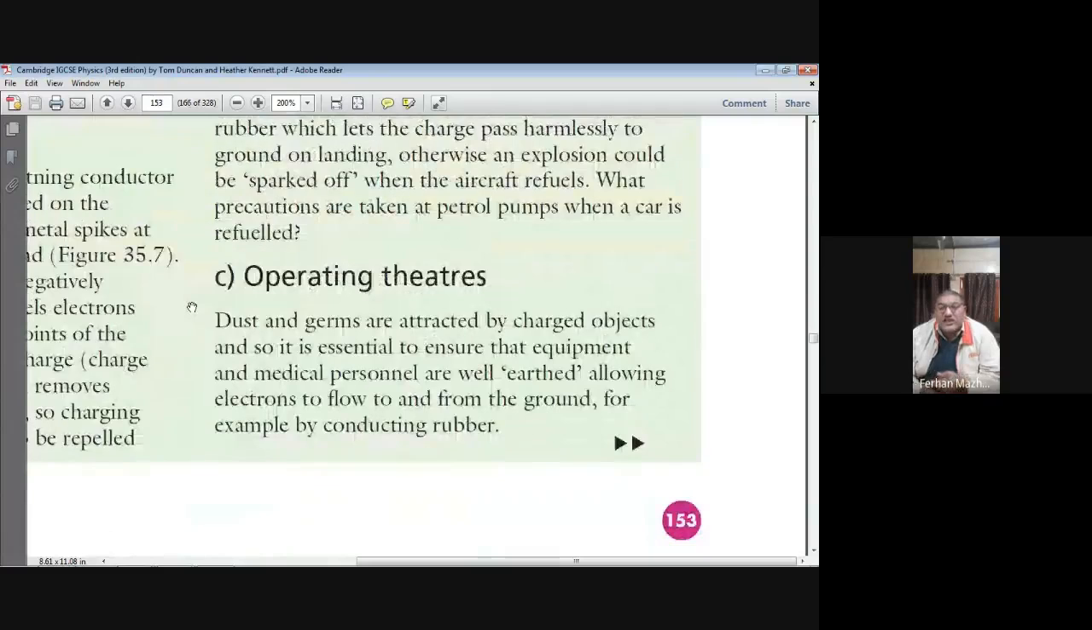Operating theaters. Dust and germs are attracted by charged objects, and so it is essential to ensure that equipment and medical personnel are well earthed. This word earthed means that a copper wire is connected to the body of that object, and the other end of the copper wire is attached to a rod which is buried in the ground. This is called earthing. This is called earth wire. This is called grounding.